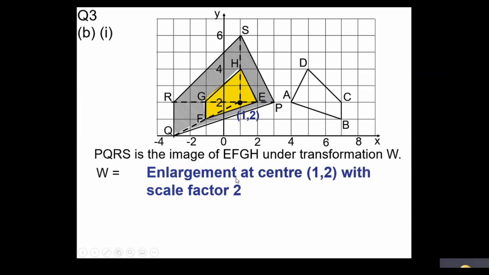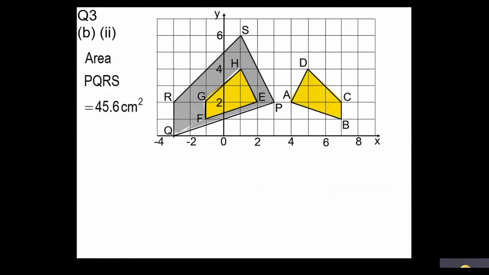So you must give the full answer. If you give the enlargement at this center but you didn't give the scale factor, or you only give the scale factor, then you don't get full marks. Now you see this shaded region. You know what is going to happen, they will ask you for the area. If the area of PQRS, the big one, is 45.6, what is the area of the shaded region?